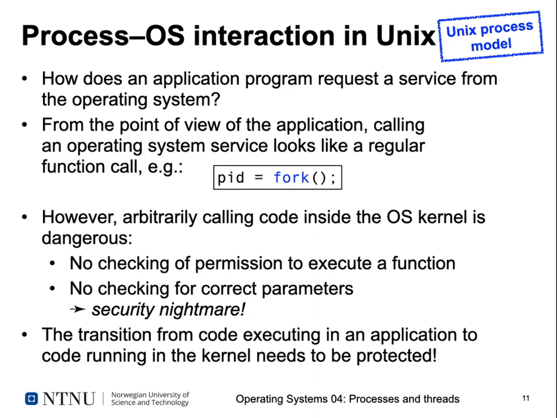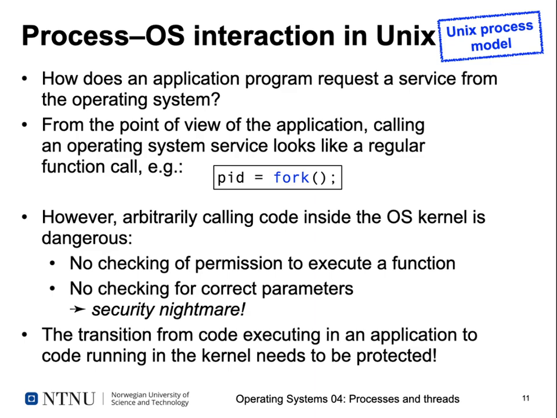That's not as easy as it looks on the inside, because if you were able to arbitrarily call code inside of the OS kernel, that would be very dangerous. You'd be able to call any function inside of the kernel, so you wouldn't be able to check permissions to execute a function, so you could maybe delete someone else's files. The kernel wouldn't be able to check for correct parameters, so this would be a real big security nightmare. So essentially, if you want to call a system function, there must be something else behind this simple abstraction that we say just looks like a C function.